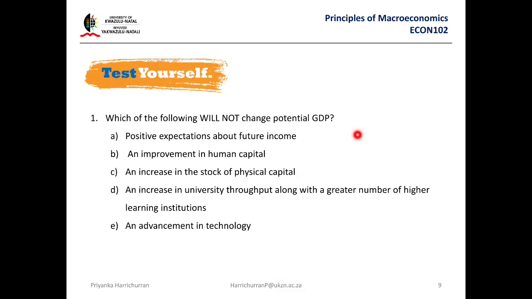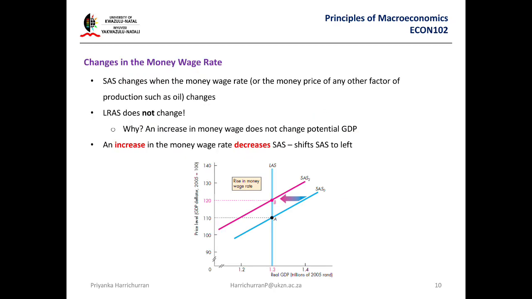Which of the following will not change potential GDP? Your expectation related to future income. Now, I said anything that changes potential GDP will change both graphs. But anything besides potential GDP, those three components, will not change the long run aggregate supply. It will change the short run, but not the long run.